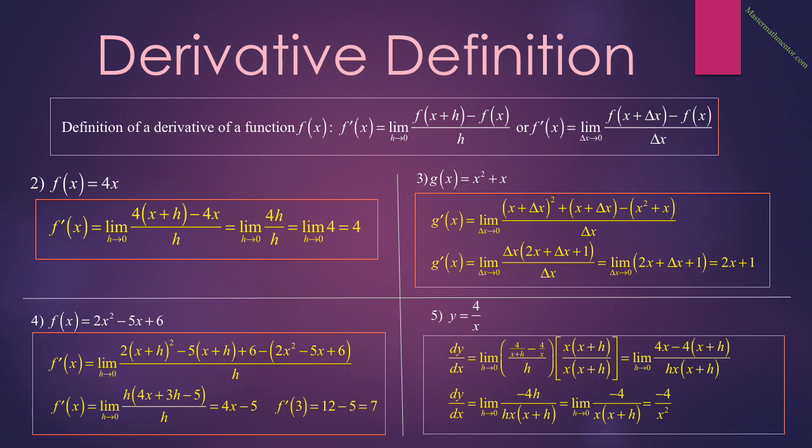So we get the limit as h approaches 0 of negative 4 times the quantity x times the quantity x plus h. And as h goes to 0, we get our derivative dy dx equals negative 4 over x squared. Note that since this function is not defined at x is equal to 0, it makes sense that the derivative, which is a formula for the slope of the tangent line, would not be defined at x is equal to 0 either.